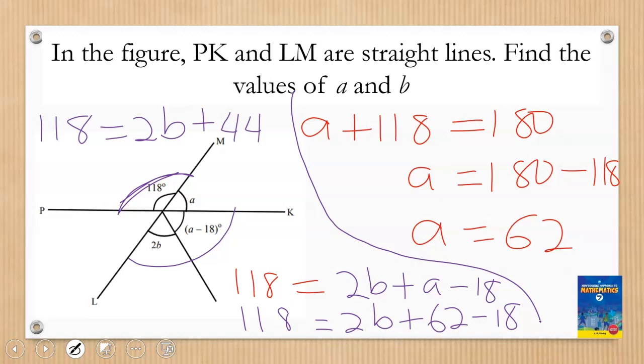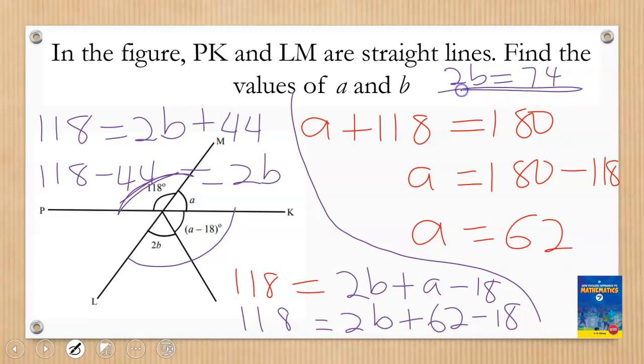So making B the subject, we just do subtraction, or we just group like terms and say 118 minus 44 is equal to 2b. And once again, if you do the subtraction, you get 74. Now if you divide both sides by 2, so you have 2b. Sorry for messing up the screen for you, but I'm sure you follow what we are doing, right? So we divide both sides by 2, and that will give us 37. So our answer for B is 37, whilst our answer for A is 62.